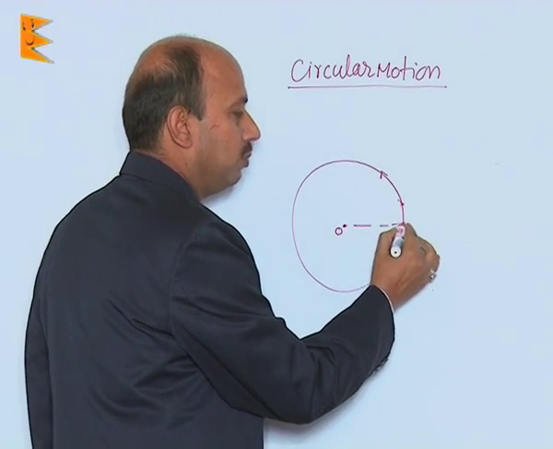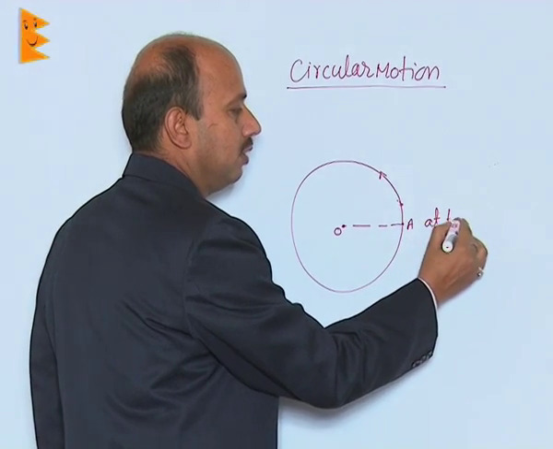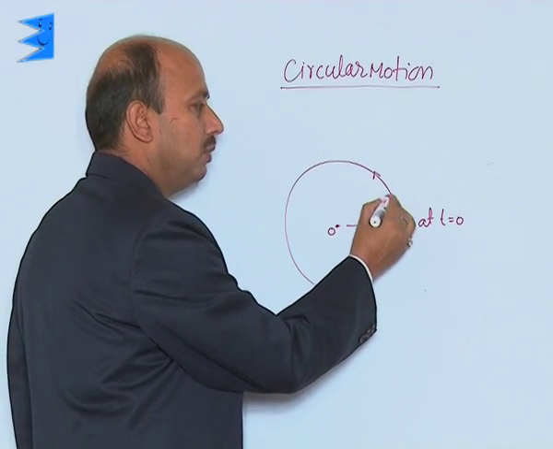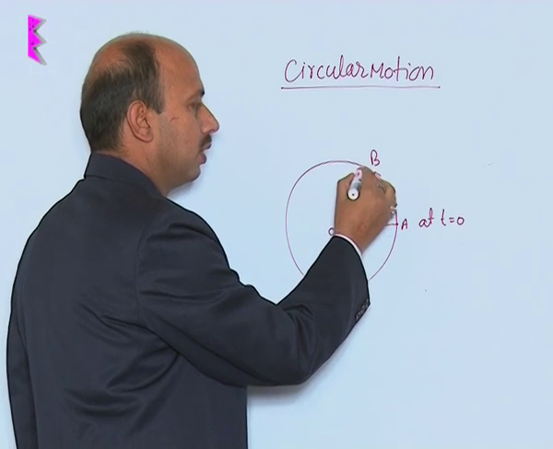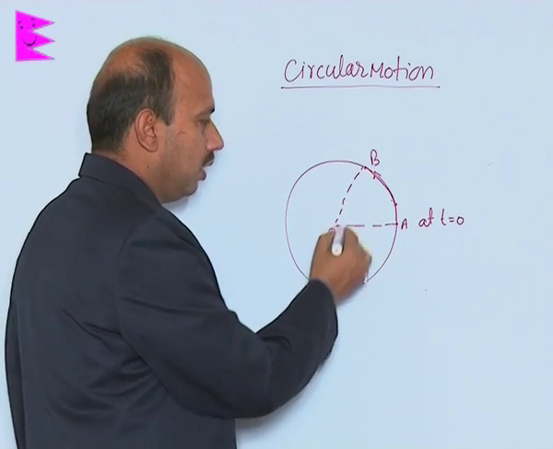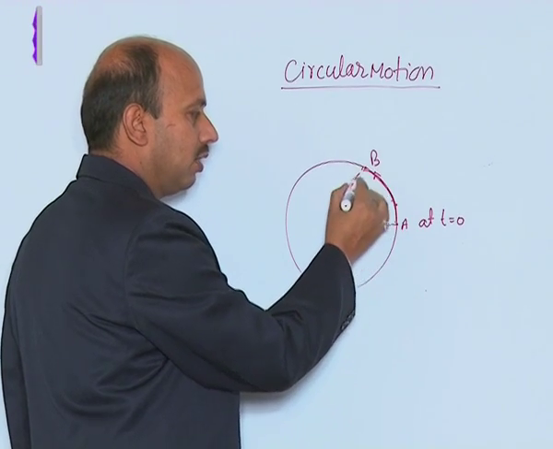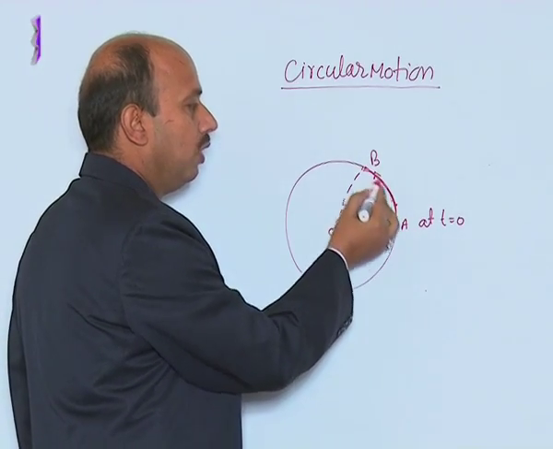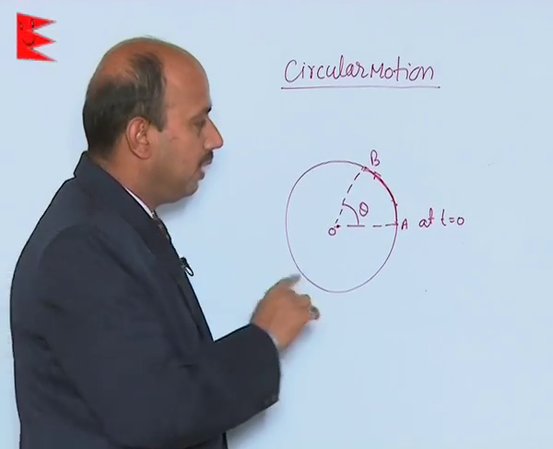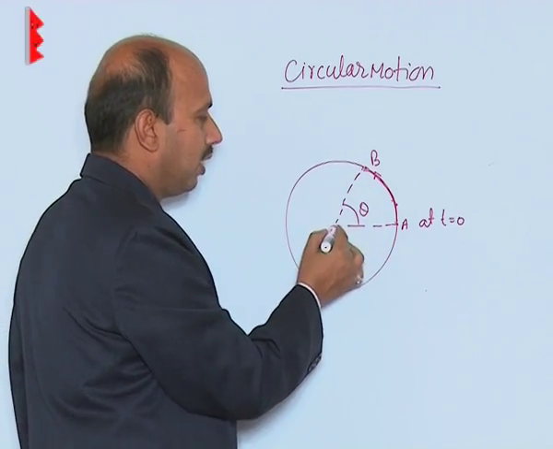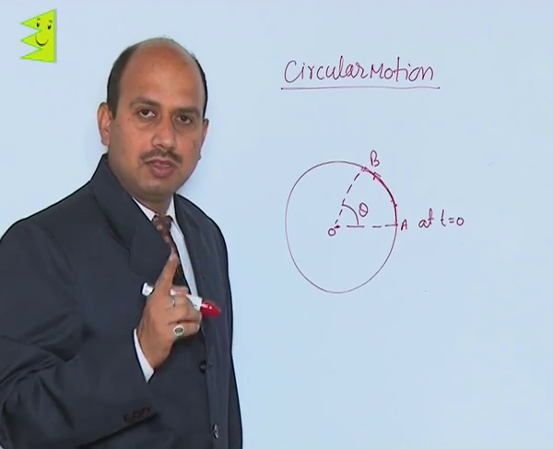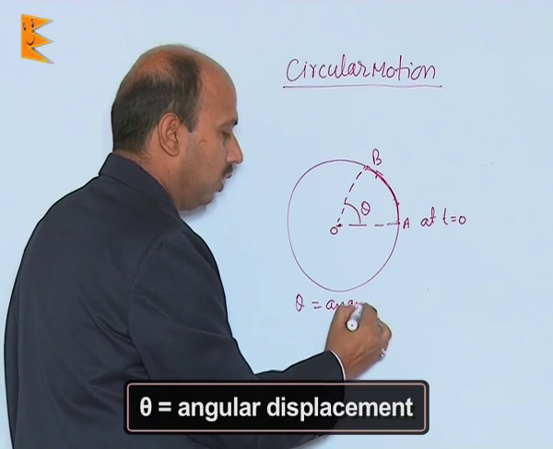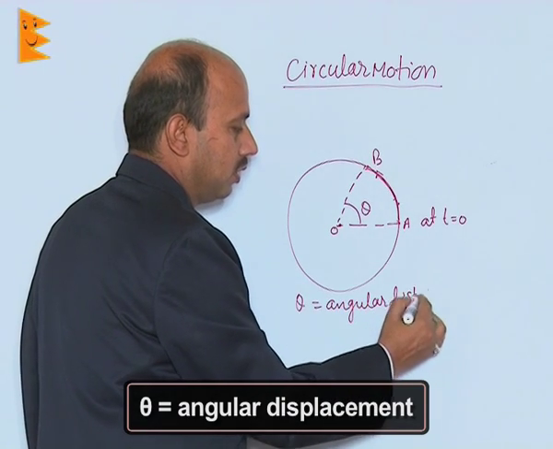Suppose initially the object is at point A at t equal to 0 when we are starting the motion. Now, after some time this object reaches point B, and the angle made by this arc is theta. When the object goes from A to B, the angle subtended by this arc at the center is theta. This theta is known as angular displacement.